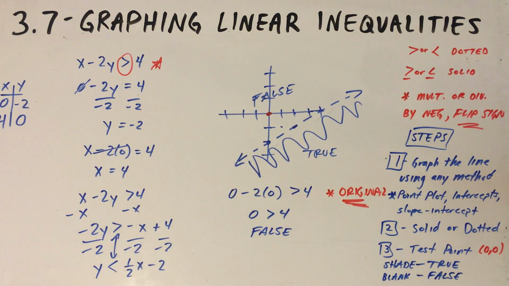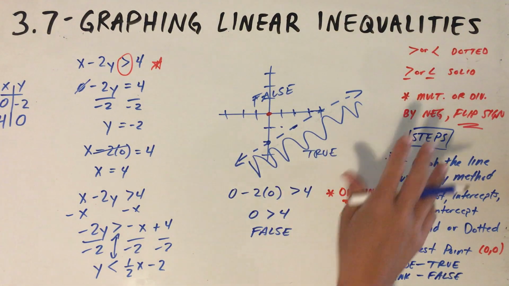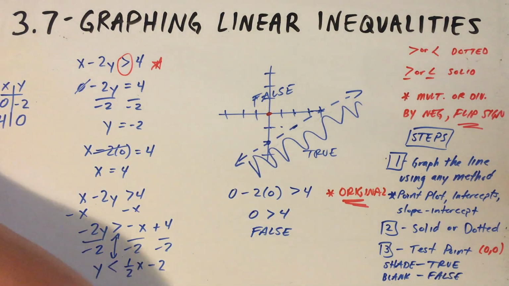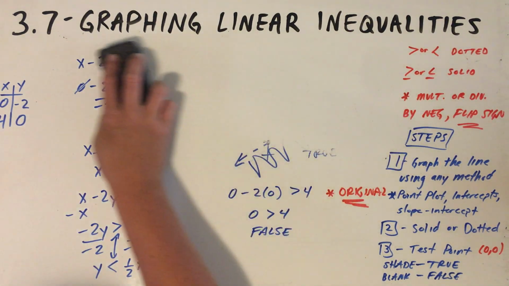Okay, so I'm going to graph it using whatever method I want, solid or dotted, based on whether there's an equal to or not, and then plug in a test point. If it's false, you don't shade it, you shade the opposite. If it's true, you shade it. Okay, and again, always make sure you plug that test point into the original equation. All right, let's do a couple more.